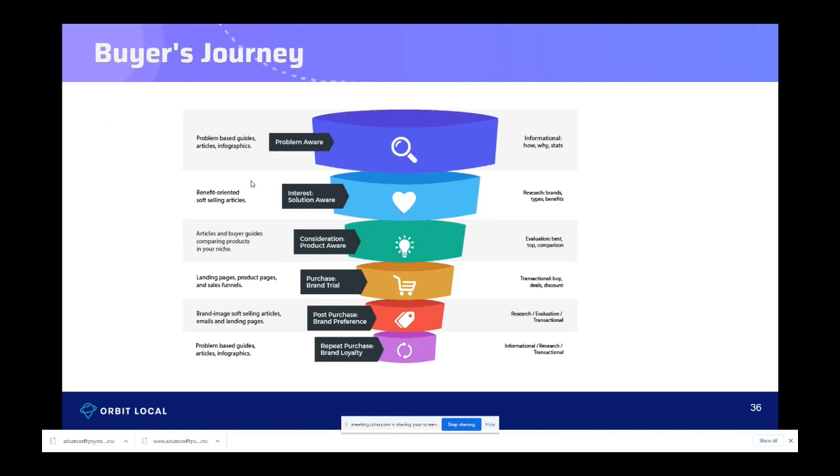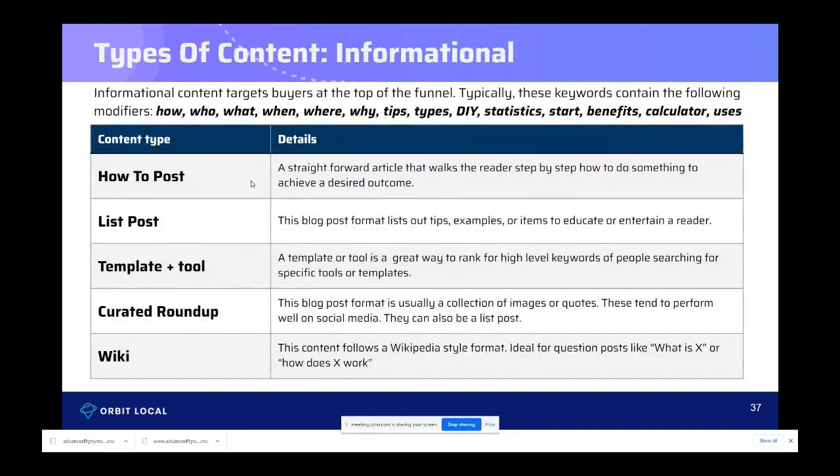Then you can go down to the next step and start producing some soft selling articles. You can still do a blog post, but you could do some soft selling there. When you get down into the middle, you can start doing buyer's guides, and so on and so forth until you get to the bottom. I have here a cheat sheet that we use in-house to help figure out the modifiers. When you have informational content, you'll see the search modifiers there. These are the types of content you can produce that will match the searcher intent, match that SERP intent.